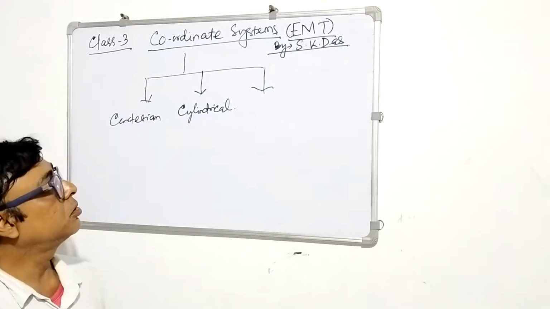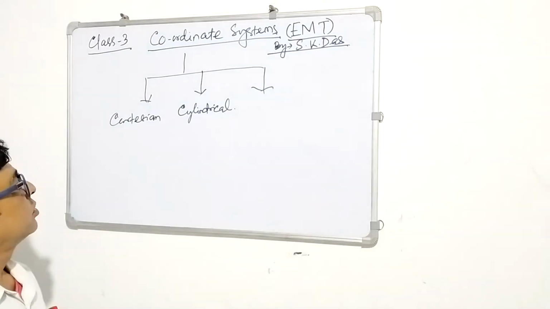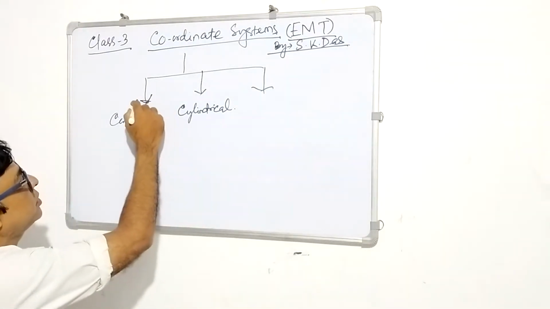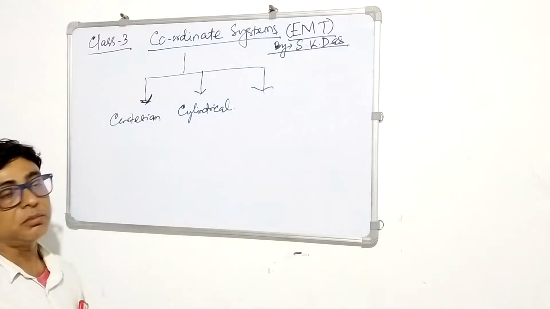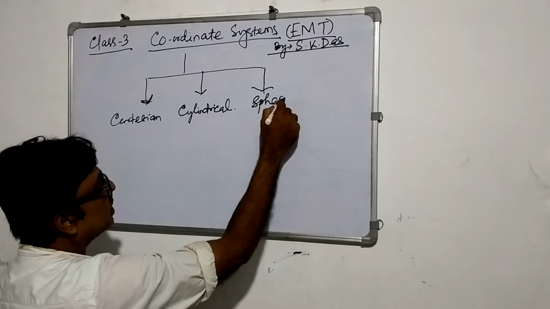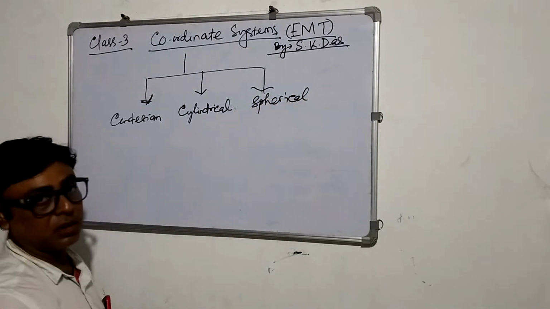So today we are going to discuss the different coordinate systems. Coordinate systems are broadly classified into three categories. One is the Cartesian coordinate system, another is the cylindrical coordinate system, and the other is the spherical coordinate system.